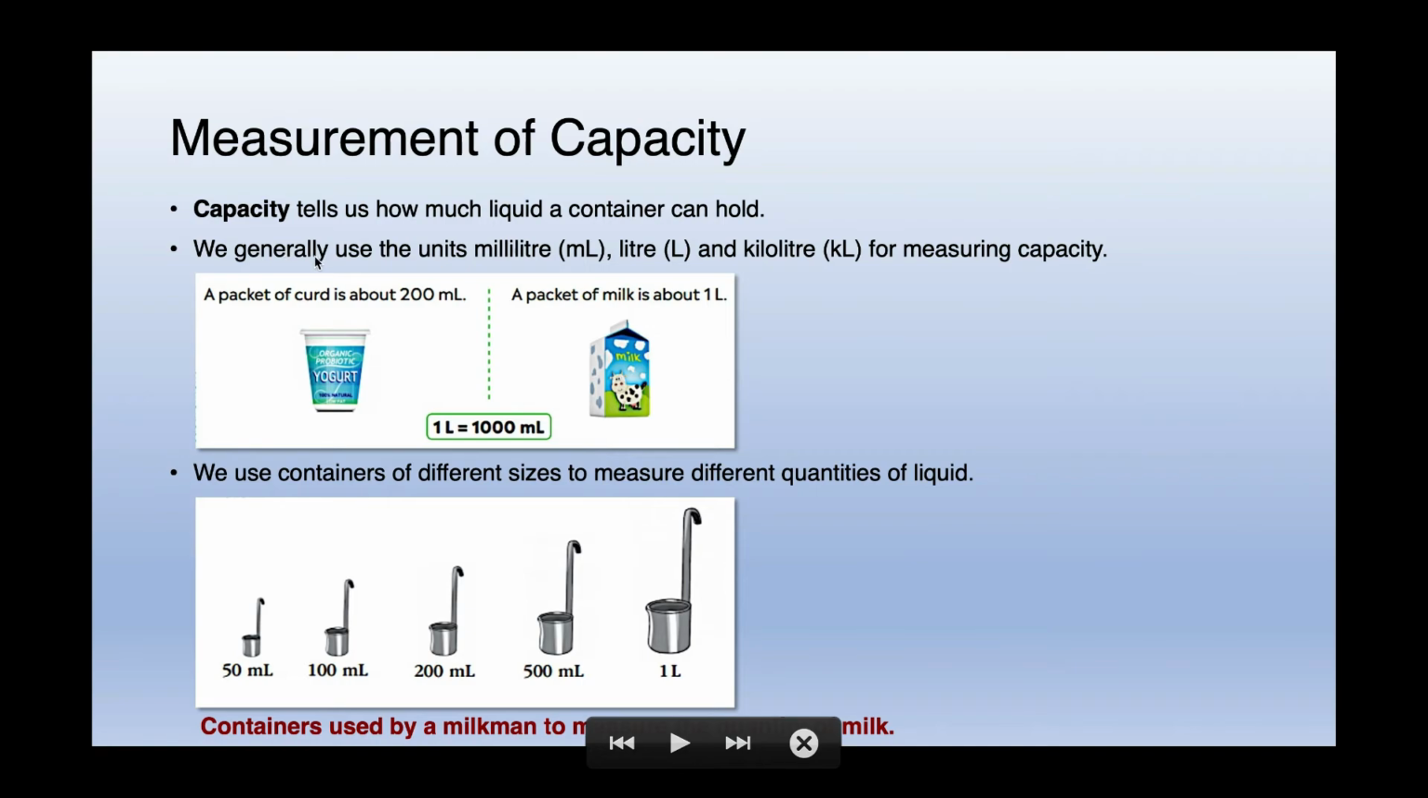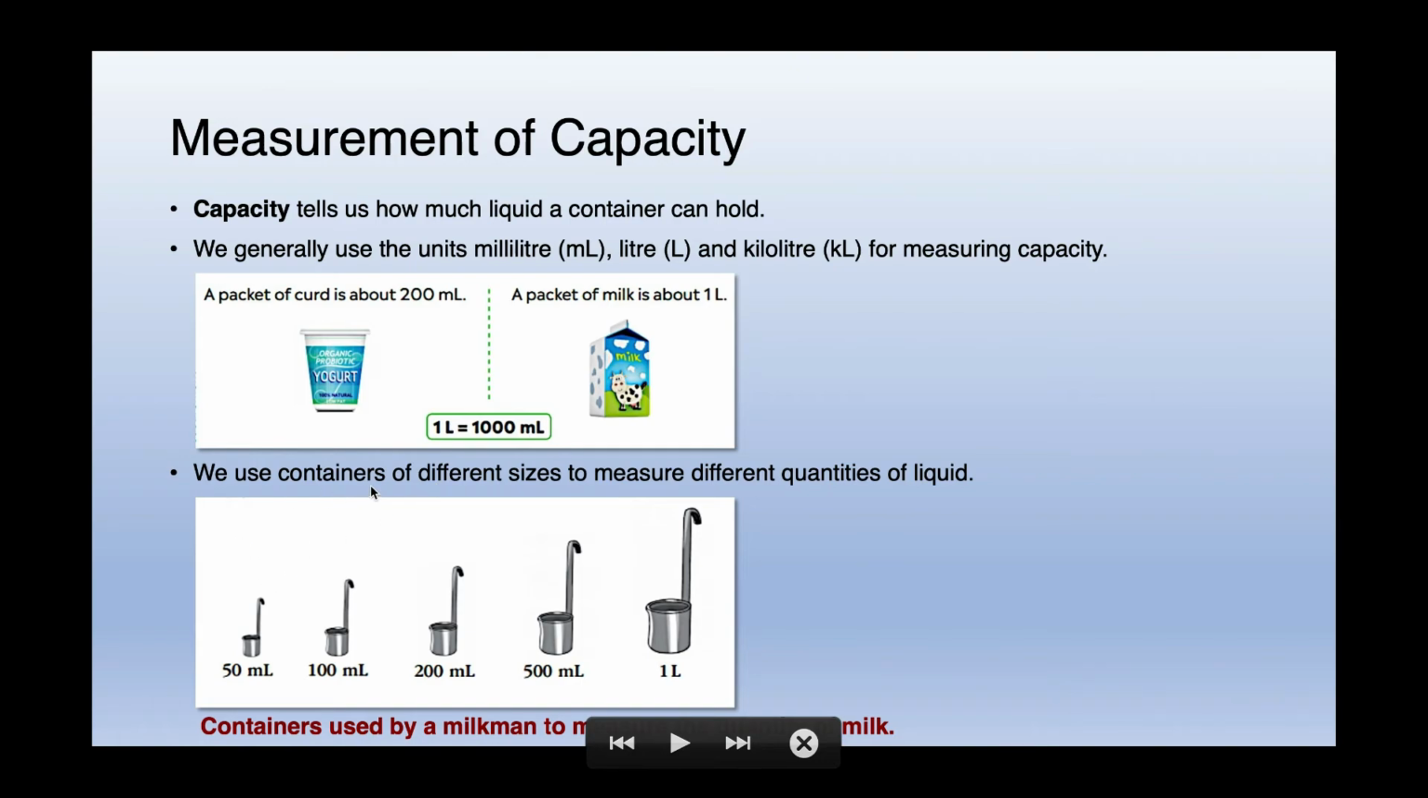So over here in this picture, we have a packet of curd yogurt, which is about 200 ml. So its capacity is 200 milliliters. Then over here we have a packet of milk, which is about 1 liter. So this packet has the capacity of 1 liter. It contains 1 liter of milk.